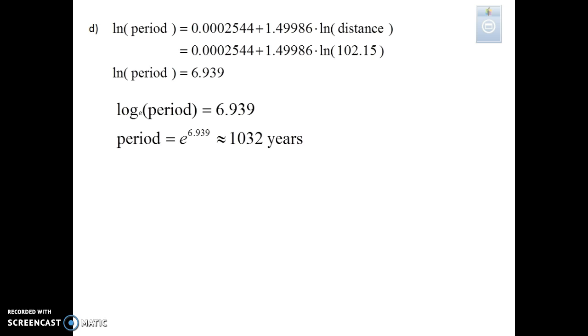So that is how you would find your prediction if you are taking your x and your y. You input your x, you take your natural log of that, and the prediction is the natural log of period, and then you have to sort of unravel it from the very last step.